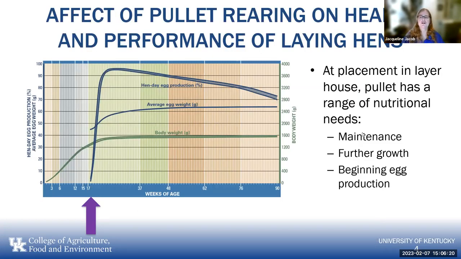Also, as I said earlier, remember that at placement in the layer house, the pullet has a range of nutritional needs. They're still growing. They have to maintain what they have already, and they need all those nutrients for beginning egg production. So the rearing of the birds and their nutrition at the beginning of the production cycle will have major effects on the health of the birds during the production cycle.